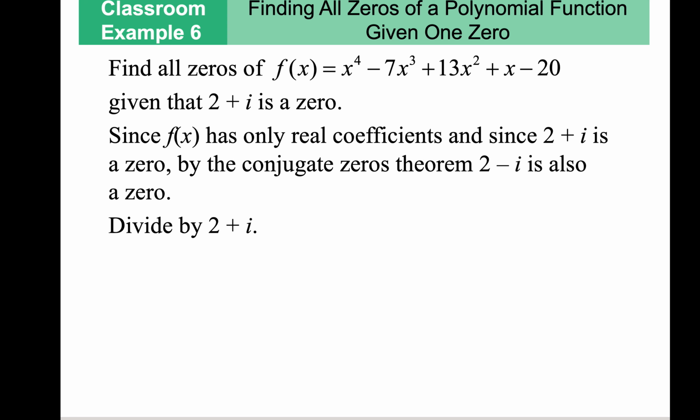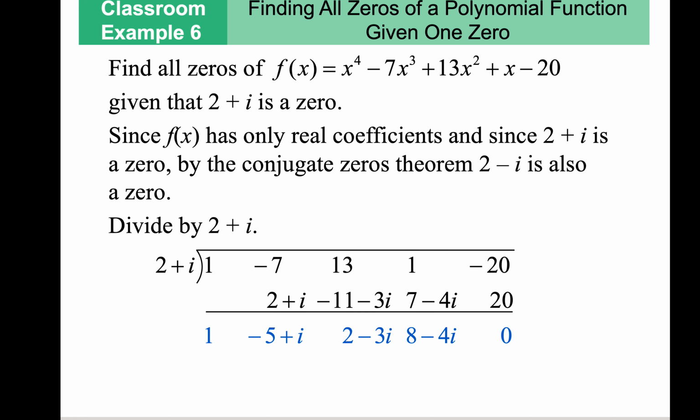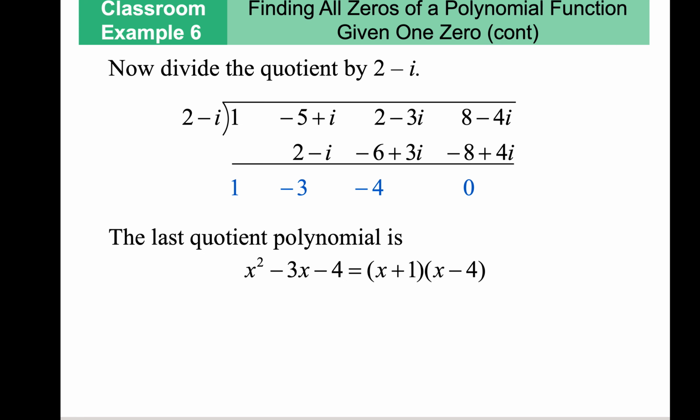So, if I want you to find all zeros and I tell you that 2 plus i is a 0, I also know that 2 minus i is a 0. So I'm going to do the synthetic division for both of those. And then I'm left with x squared minus 3x minus 4 from those values in synthetic division. I know that factors to x plus 1, x minus 4.